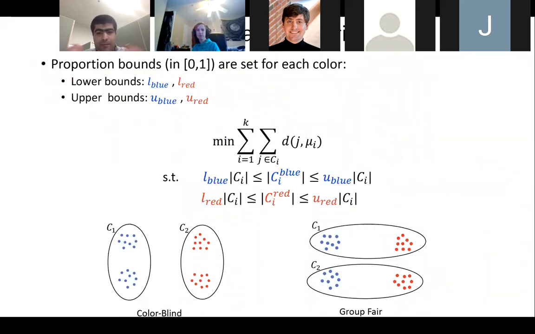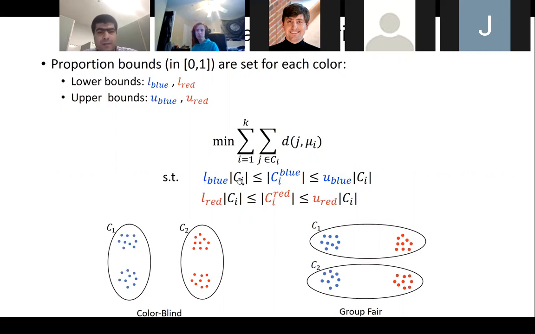All right, now, if we wanted to formalize it more, for each color we would have lower bounds, L blue and L red. We're just going to talk about two colors for simplicity. We'll also have the upper bounds, U blue and U red. These are, of course, numbers between 0 and 1. We would have the same clustering cost as the k-median, as an example, and we'd have these constraints.